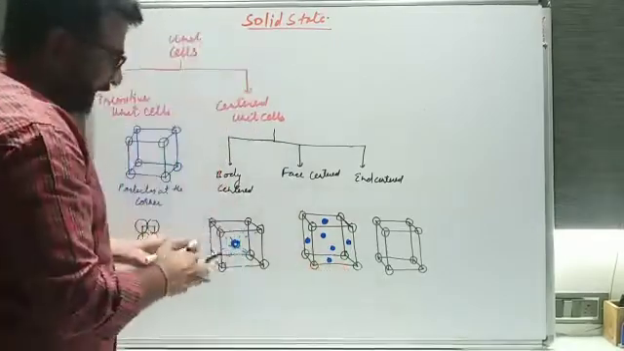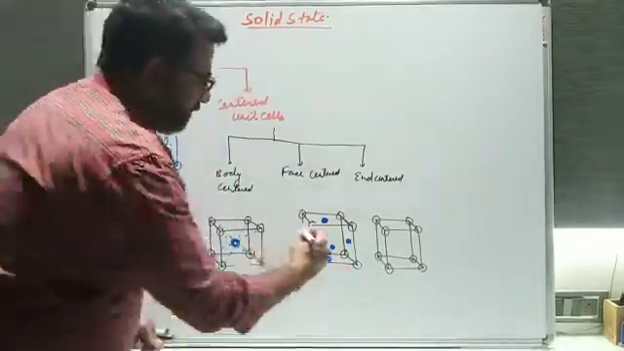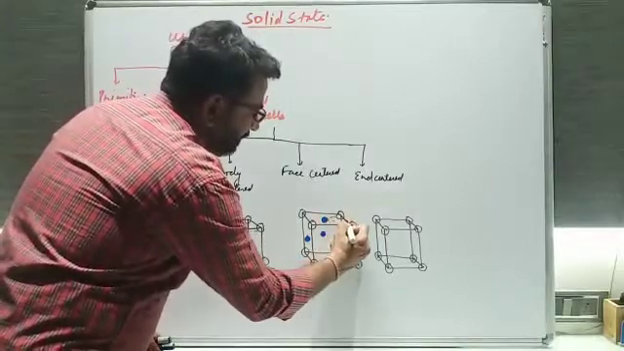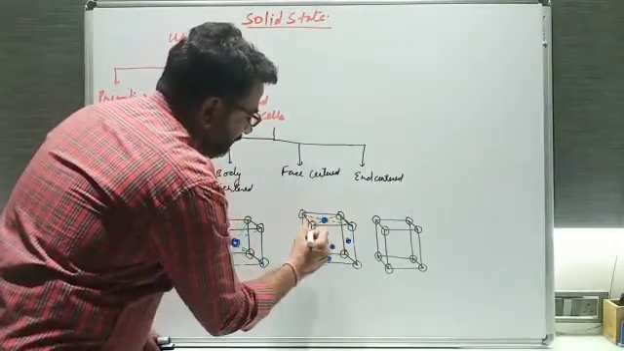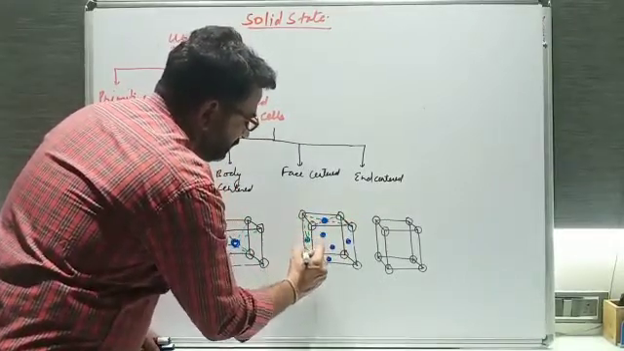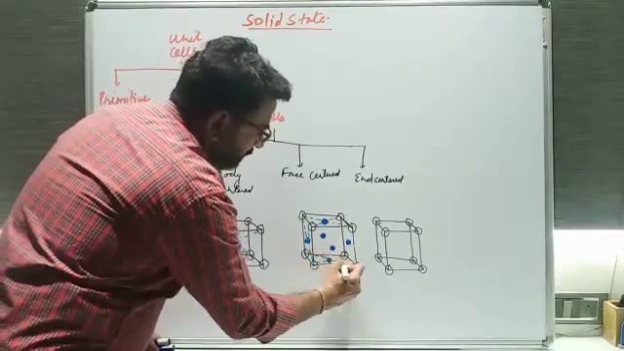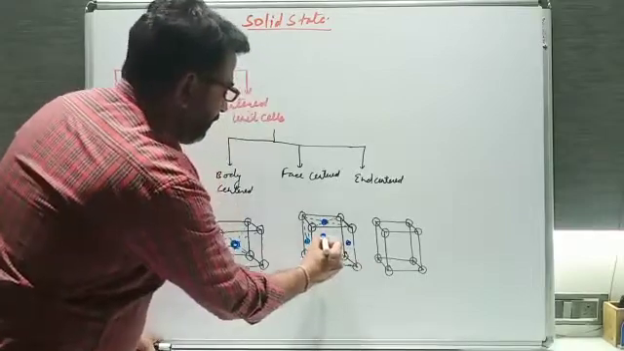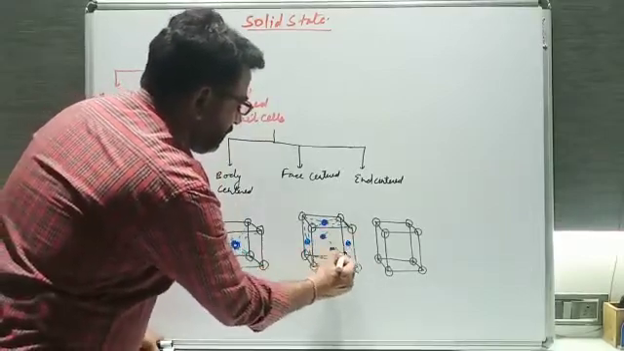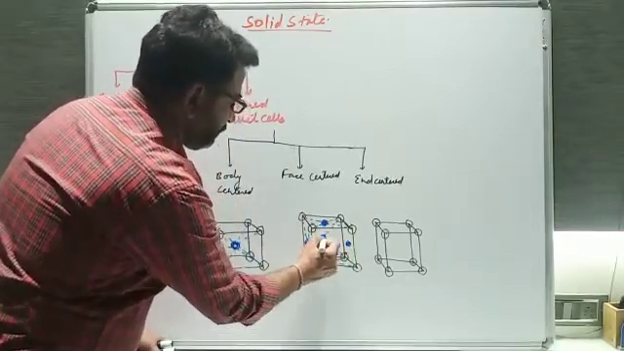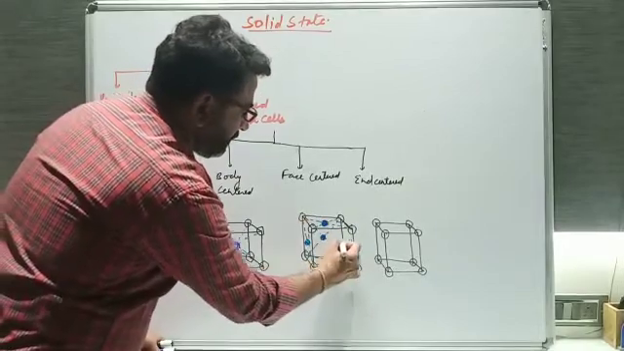So here you will see that the arrangement of these particles will be like this, and all are connected like this. Is it fine, students? So all are connected like this. Okay, now this will be for this one, and this is for this one.